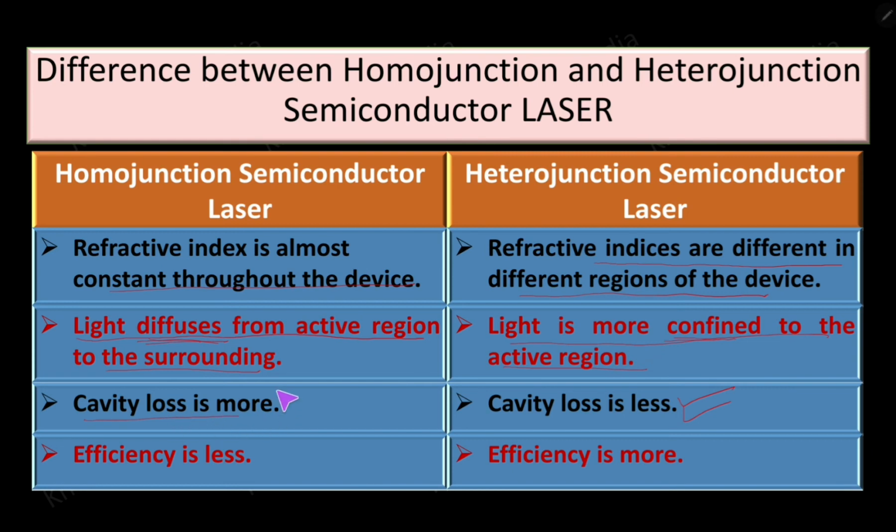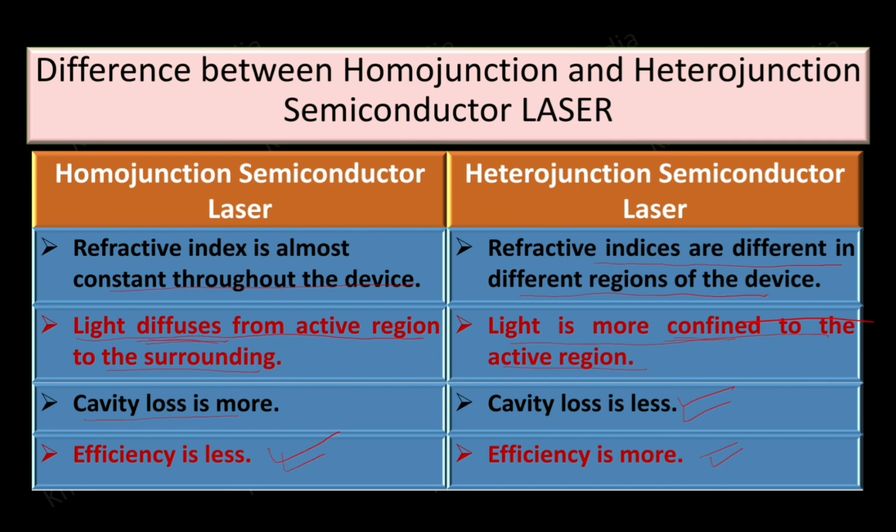As the loss is more, that means the efficiency is less in case of homojunction semiconductor laser. Just the opposite, here we have the cavity loss less, which gives us more efficiency for a heterojunction semiconductor laser. These are the differences between homojunction and heterojunction semiconductor laser.